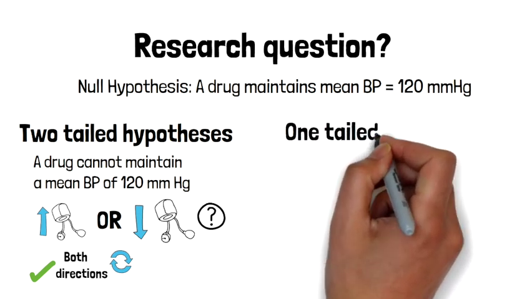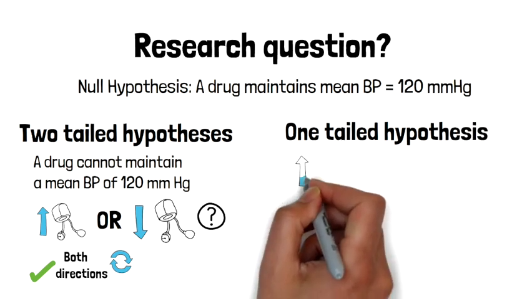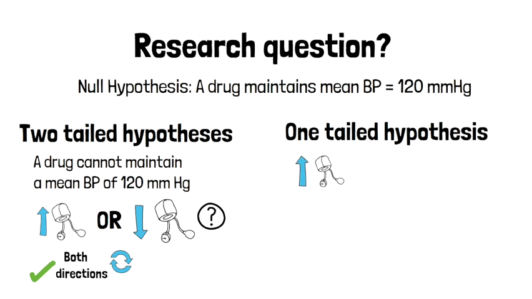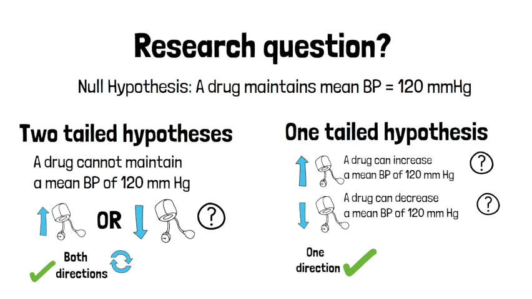One-tailed hypothesis, however, can only check one direction. You could either evaluate if a drug just increases the blood pressure, or you could evaluate that the drug decreases the blood pressure, but not both directions.